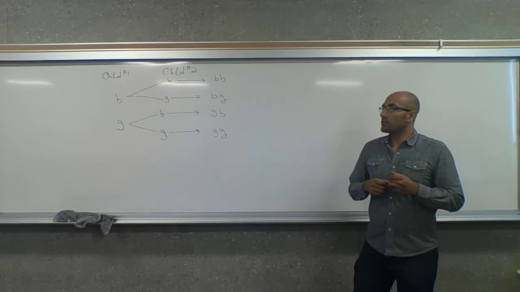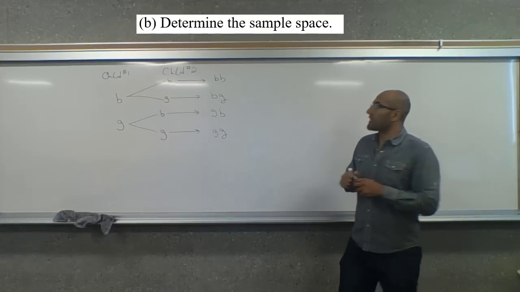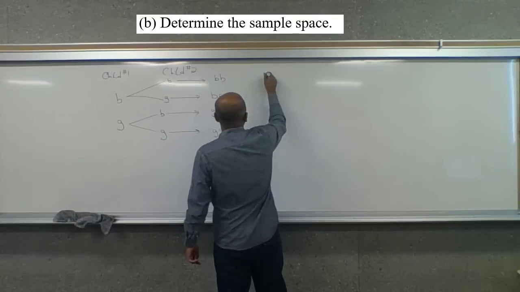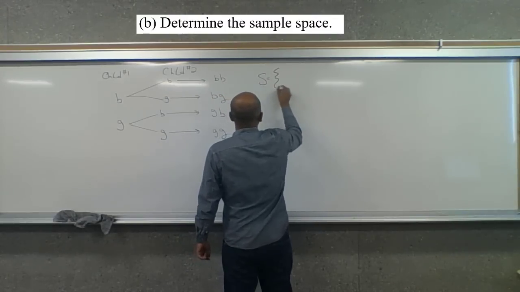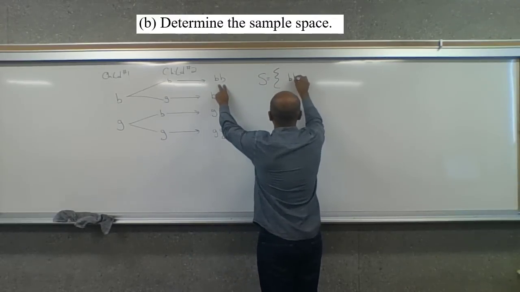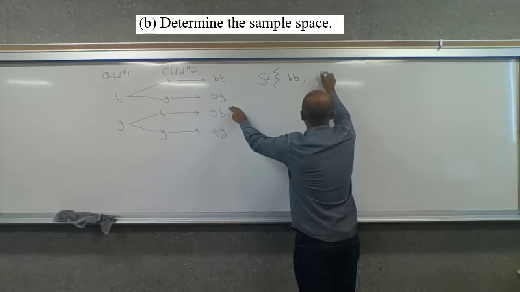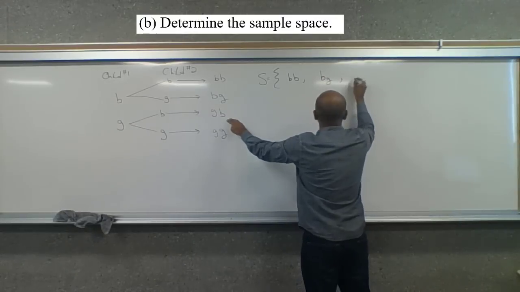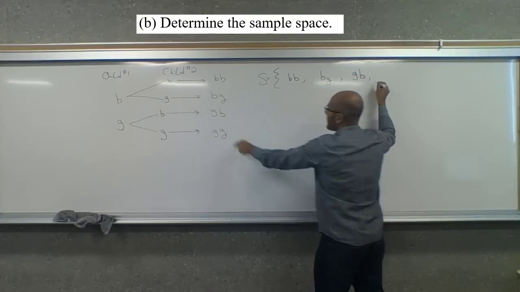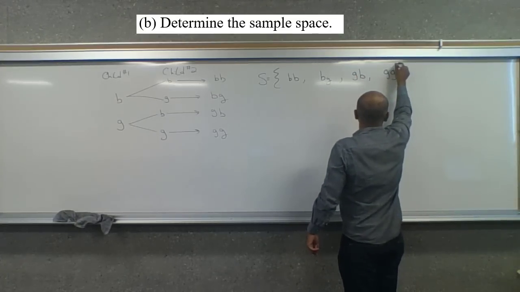Okay, good. So there's our sample space. Our sample space consists of all four of these things. S is equal to, so this is one outcome, BB. Another outcome is BG. Another outcome is GB. And the last outcome is GG.